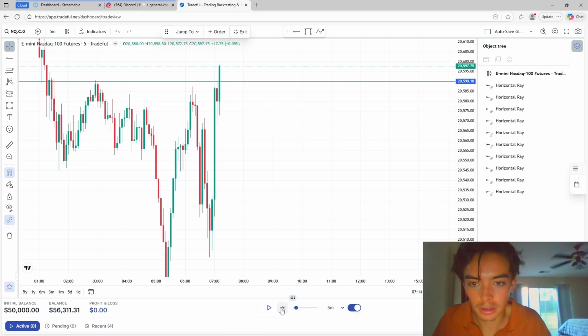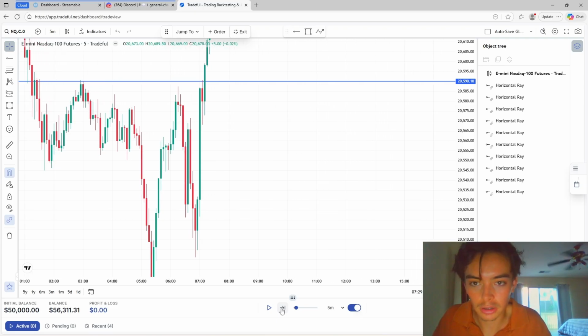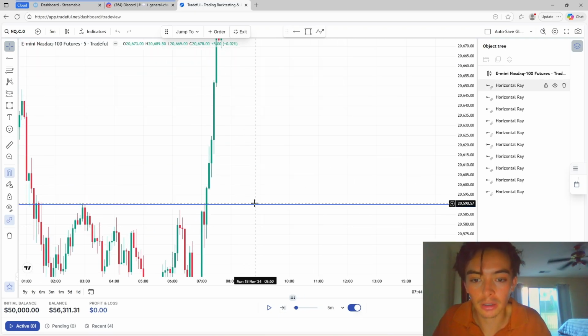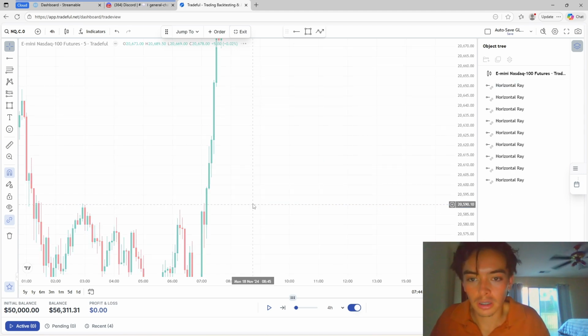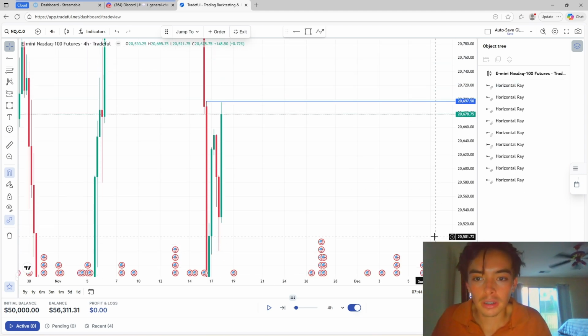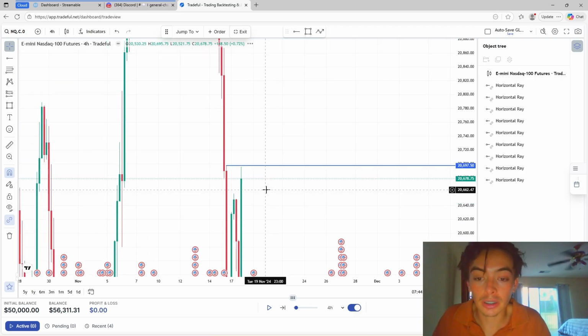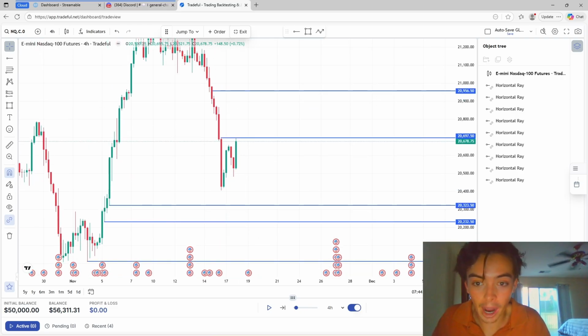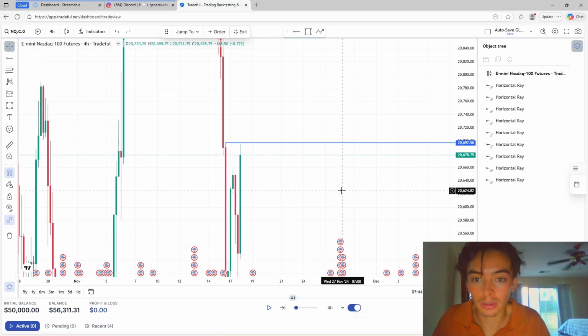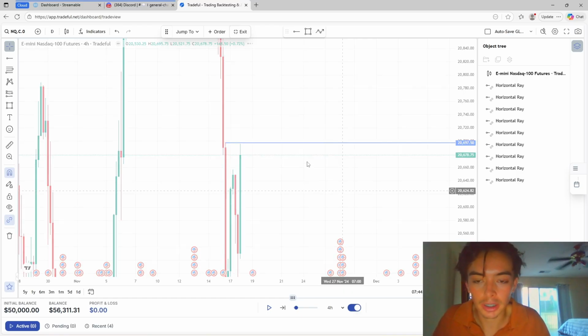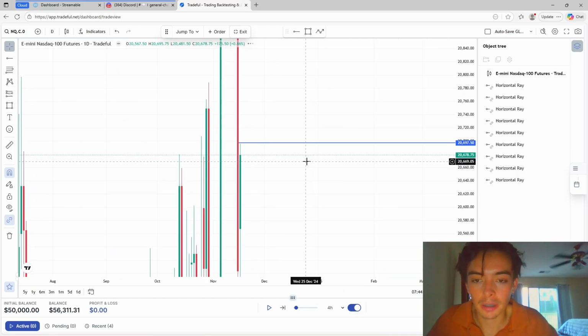5 minute. All right, so we end up pushing up higher. Wow, higher into this daily gap. Okay, so this is a daily gap that I told you guys I doubt we tap into, and it seems like we will. Oh wait, no, that's a 4 hour gap. Never mind. Am I tripping? Yeah, I'm tripping.